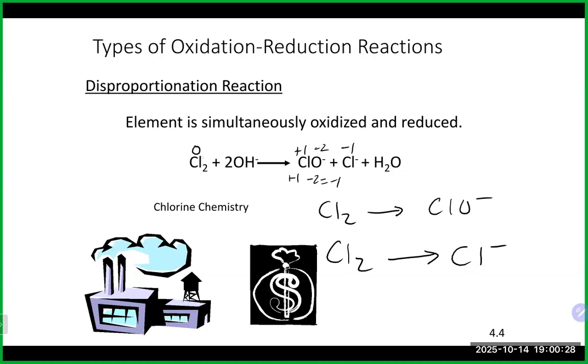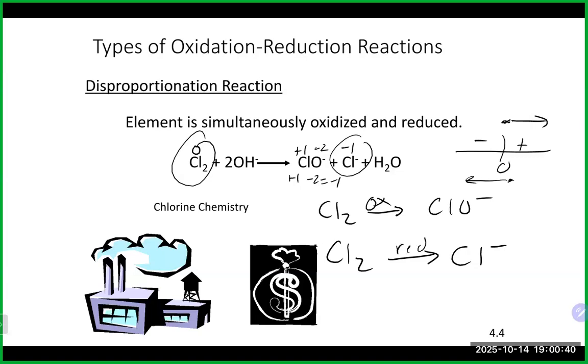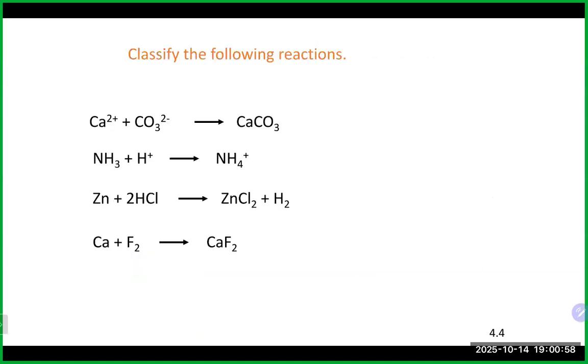In the case of the first one, it's going from 0 to +1, so it is being oxidized in this case. In the case of the second one, it's going from 0 to -1. It is being reduced in this case. So it is possible for the same element to both be oxidized and reduced in the same reaction. And again, that's what's known as a disproportionation reaction. It usually occurs with chlorine a lot of times. That's very popular in atmospheric chemistry. Any questions on that?